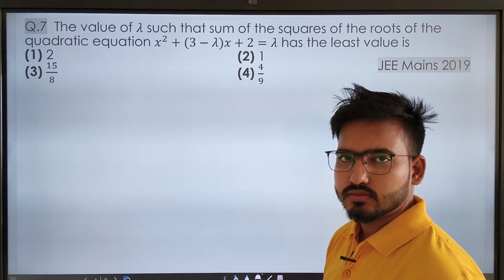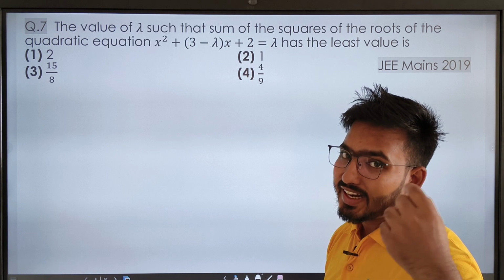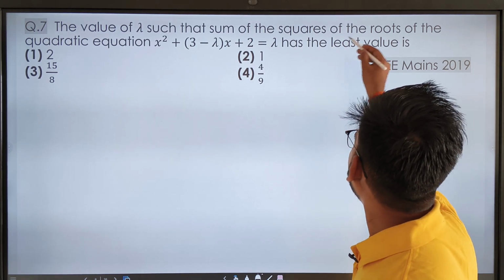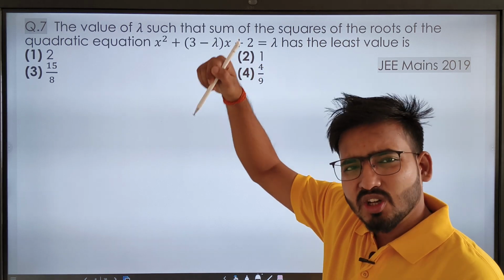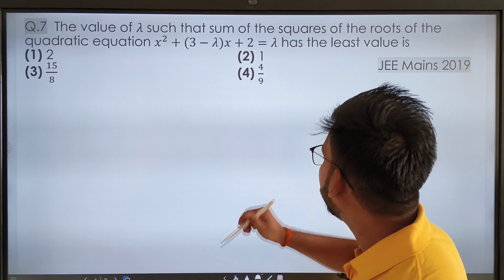Again, it is the same kind of problem. And in that case, it said sum of roots, I think sum of square of roots. And at that problem, it said minimum value. And in this problem, it is saying least value.